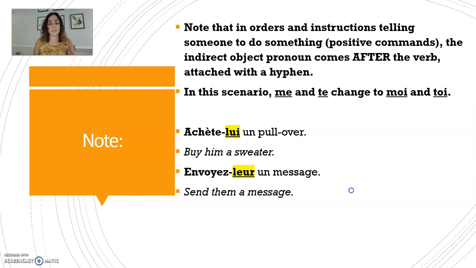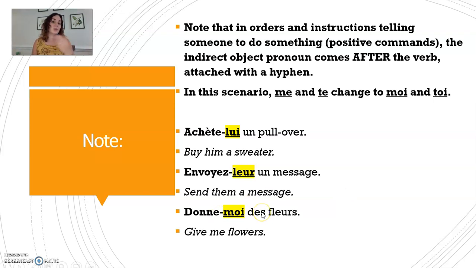Envoyez-leur un message. Send them a message. Send a message to them. Donne-moi des fleurs. Give me some flowers. Notice that me changed to moi, the stress pronoun. So that's one little thing to keep in mind with me and te, and with giving positive commands. Now, if you had a negative command like don't give me flowers, then you'd have ne pas, and you would put the indirect object pronoun right in front of your verb. Ne me donne pas des fleurs.